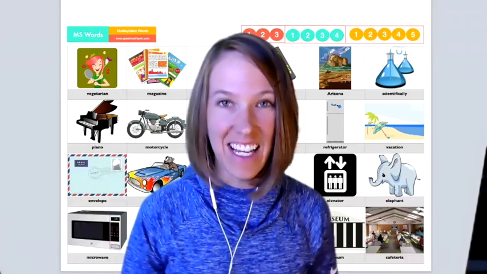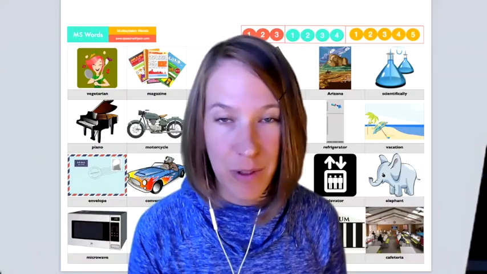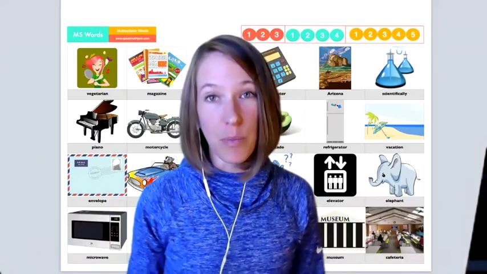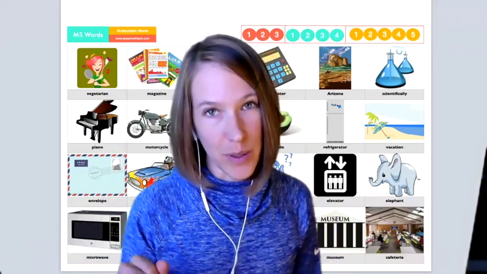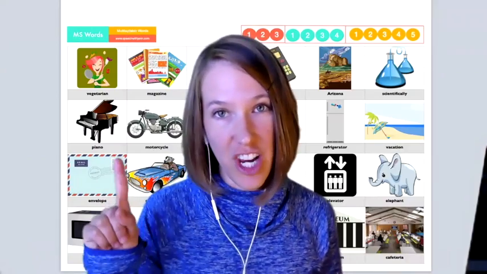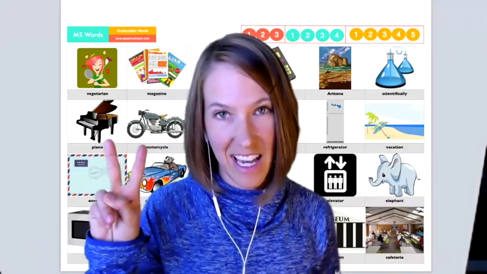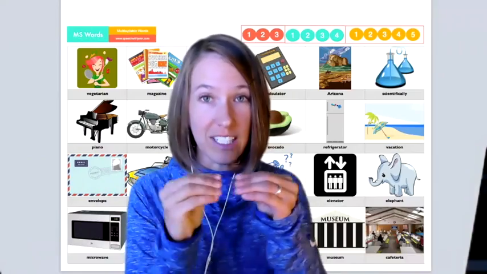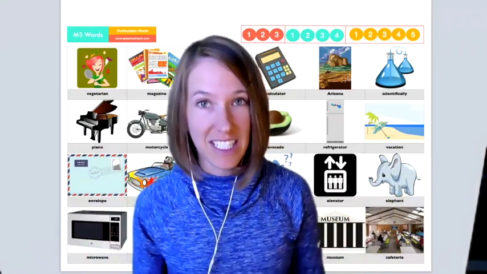Hi, it's Jen, and today we're going to be talking about multisyllabic words. Those are words that have more than one syllable. So words with one syllable would be words like chair or zoo. They just have one. But when we start putting syllables together, we come up with multisyllabic words.